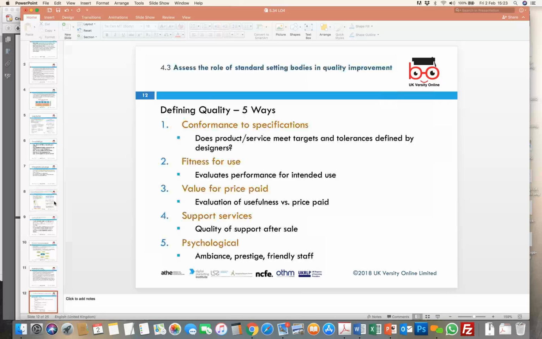Sometimes you look at measuring quality from a point of view of the support services provided. So sometimes when you buy a product, that product comes with, say, a 2-year warranty, 5-year warranty, 7-year warranty, or it has free after sales service for a number of years.